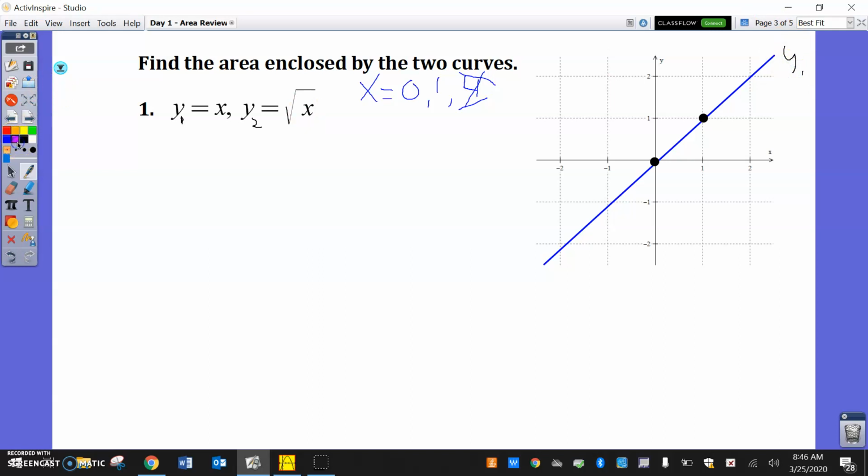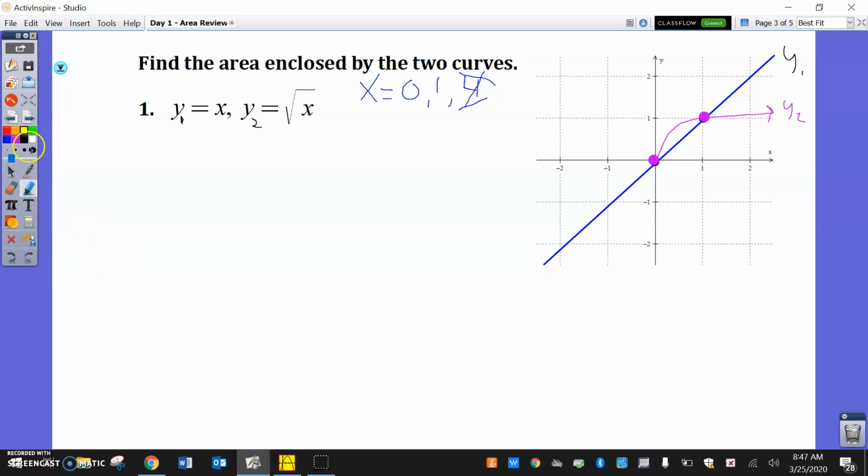And then I'm going to graph this second equation, y equals the square root of x. If I plug in 0, square root of 0 is 0, so I'll have another point at (0, 0). If I plug in 1, square root of 1 is 1, so that generated the same 2 points. So when I graph this square root curve, it's going to be curved above the line like this. Remember, a square root curve is always curved above a line. If we were graphing a parabola, it would always be curved below the line.